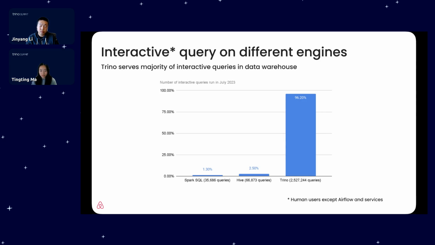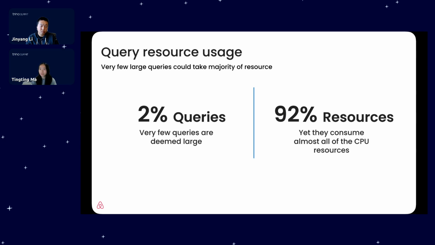Interactive queries here means queries sent from human users, not from Airflow or other services. Here is a chart showing the percentage of the number of interactive queries running on different engines in July. Though some people run interactive queries on Spark SQL or Hive, the majority of people use Trino since it provides much better performance. From past experience, we noticed that a lot of problems are caused by very large queries.